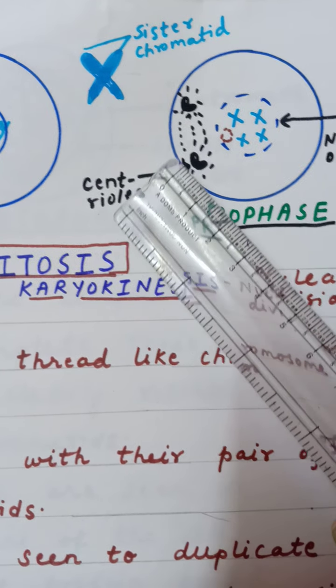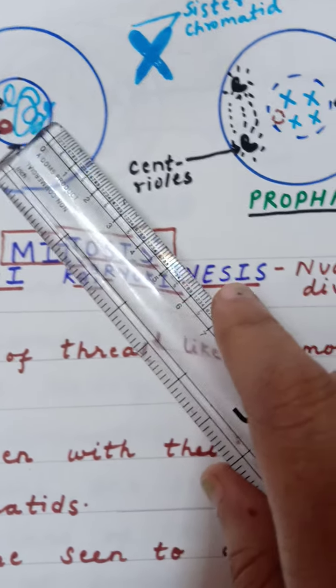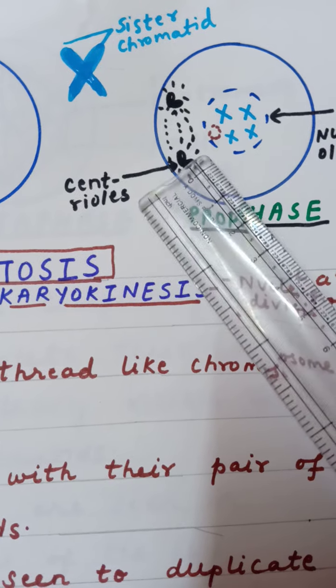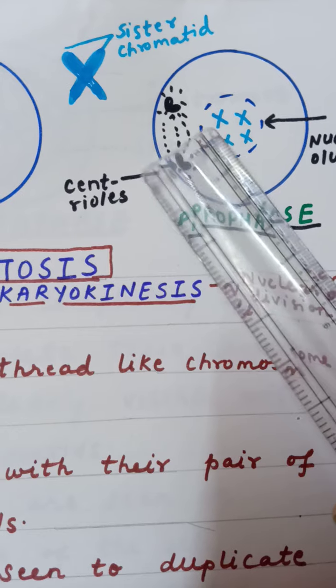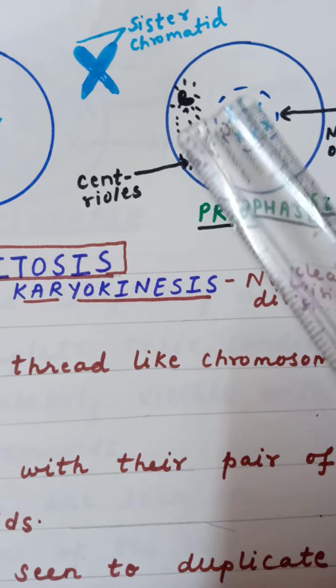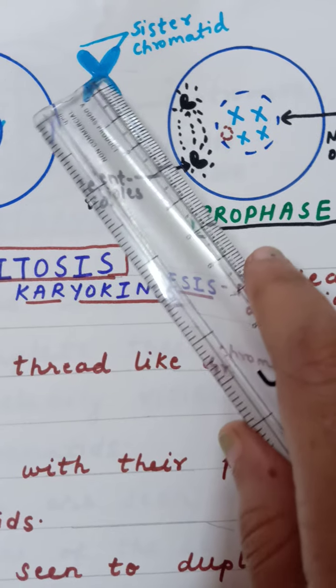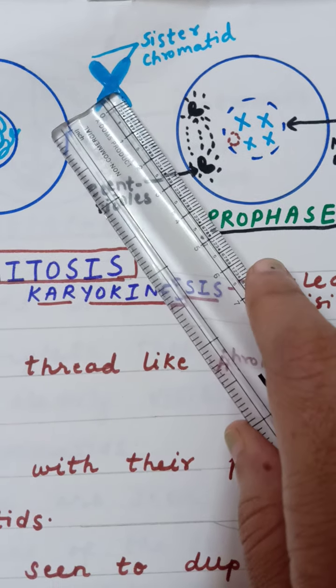In prophase, it starts with condensation of this thread-like structure called chromatin. Now they are called chromatids. So condensation of thread-like chromosomes starts in prophase. They start to appear with their sister chromatids. They both are attached to the centromere.